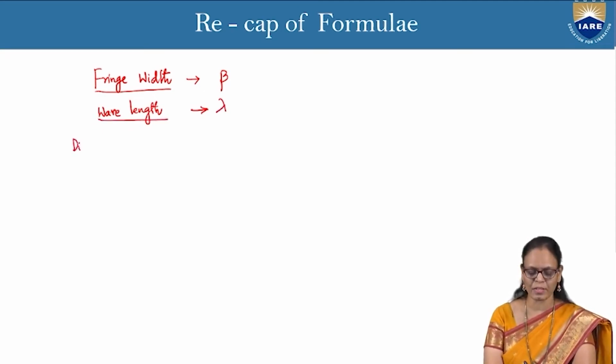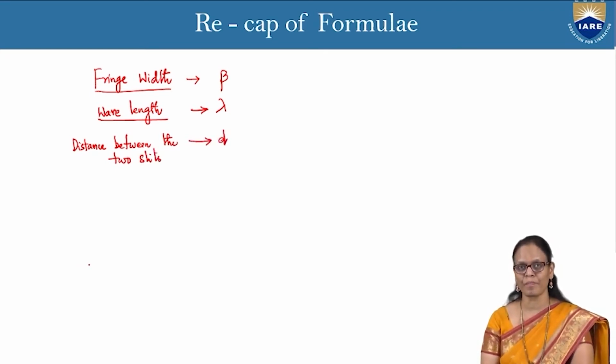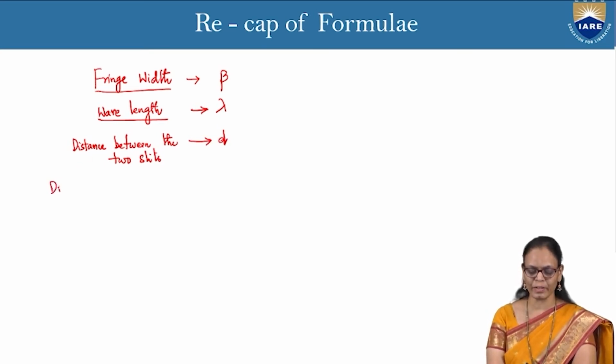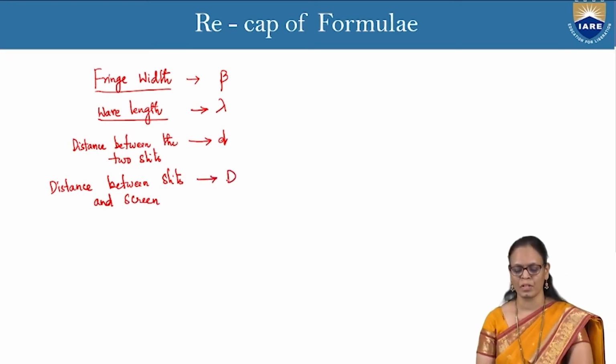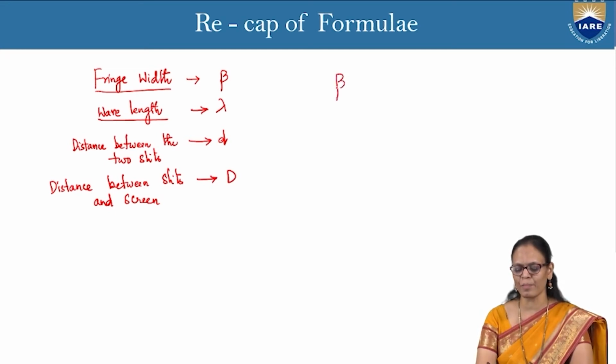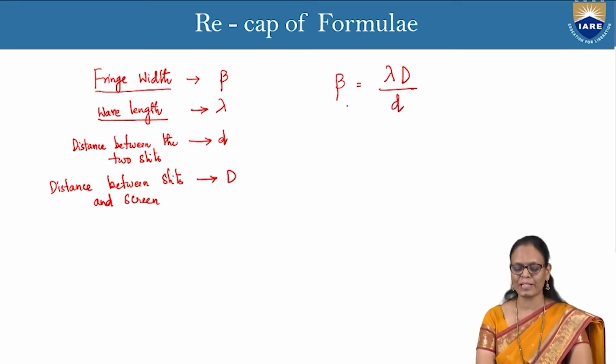Now, distance between the two slits. The two slits are placed or separated by a distance small d, and distance between slits and the screen is capital D. So if we have to write the expression for beta, beta is equal to lambda D upon small d. Beta is the fringe width.